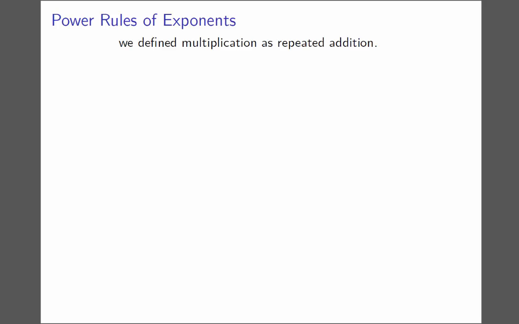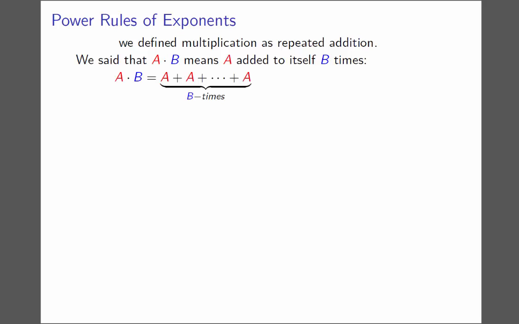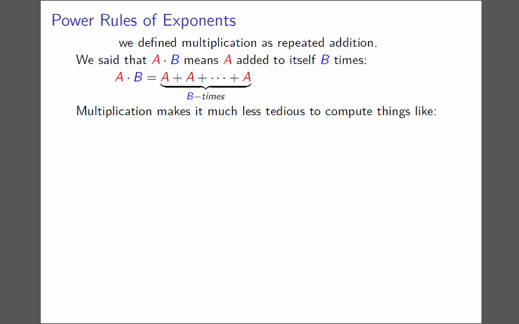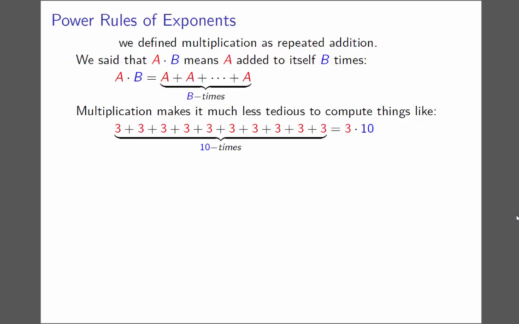At first, we defined multiplication as repeated addition. We said that A times B means A added to itself B times. In other words, A times B is A plus A plus A, B times. And multiplication makes it much less tedious to compute things like 3 plus 3 plus 3 plus 3 plus 3 plus 3 plus 3 plus 3 plus 3 plus 3, which is 3 added to itself 10 times, because now we can just write it as 3 times 10, which is 30.